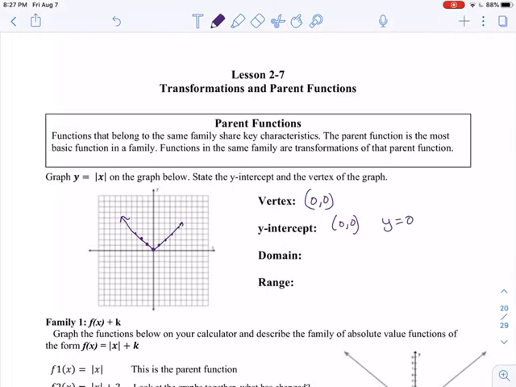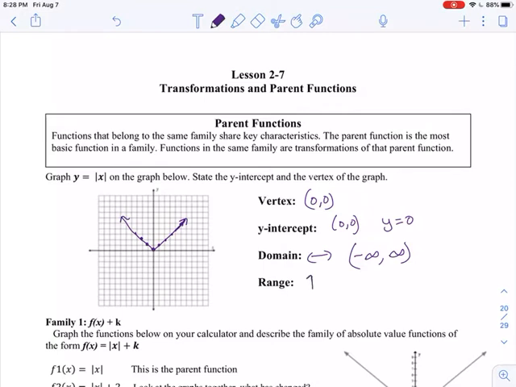Now remember, my domain, those are the x's, and when I'm trying to find my domain, I look left, right. So the leftmost point, there is no leftmost point. It goes from negative infinity, and the rightmost point, again, there is no rightmost point. It goes on forever and ever, and that's positive infinity. Remember, with infinity, I use parentheses in that interval notation.